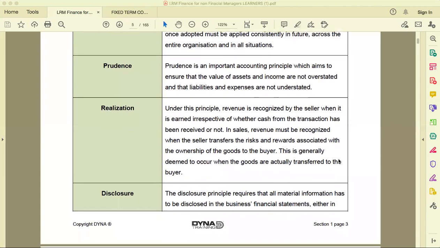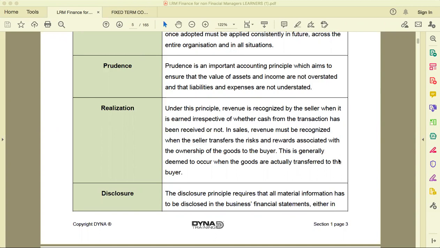Then we've got something called realization. Realization is, when does money become money according to my financial statements? So if I sell someone a chocolate and I give them the chocolate, at that point we see the transaction having taken place.